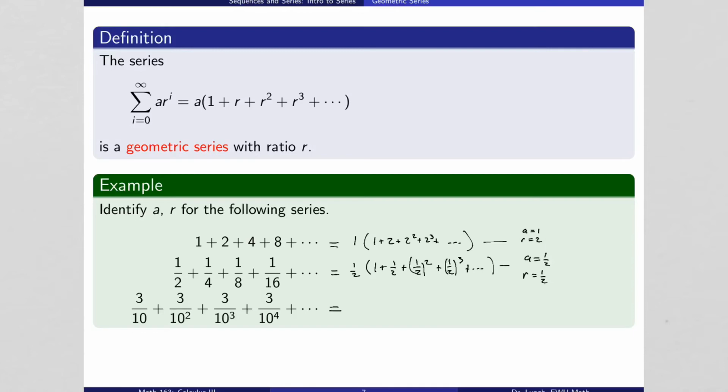The third one is similar but a little bit different. It turns out to be the series related to the repeating decimal 0.3 repeating, or 1/3. So for this third example, we can see pretty quickly that a is equal to 3/10 and r is equal to 1/10.